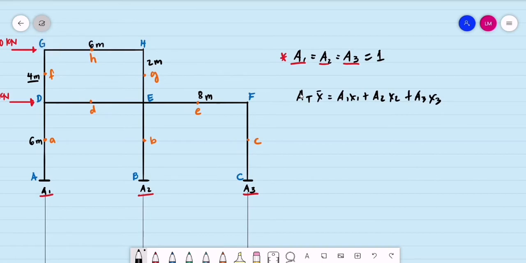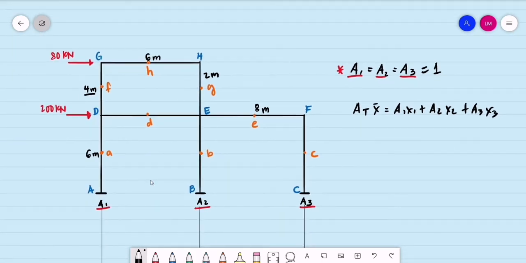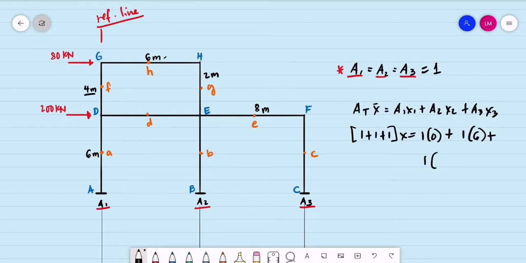So let's say we are using the leftmost column, that is column ADG, as our reference line. Since we have three equal areas, our total area is 1 plus 1 plus 1, multiplied by bar x, is equal to area 1 multiplied by 0 since that is our reference line, plus area 2, which is also 1, but that is column number 2, column BEH. How far is column BEH from column ADG? We have 6 meters, then plus area 3, also equal to 1, at a distance of 6 meters plus 8 meters, that is 14 meters. So this will be the value of bar x, or the location of the centroid of the three columns of the first level of the frame.